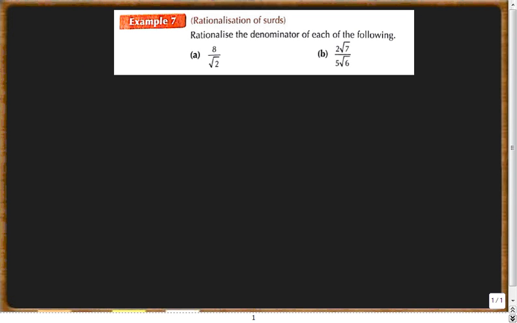In example 7, they're asking us to rationalize the denominator for each of the following functions. Rationalizing a denominator just means that we turn the denominator into a form that is rational, right? We don't have any square roots at all. So that's the main goal, just getting the square roots out of the denominator. So like for our first example, we have 8 divided by the square root of 2.